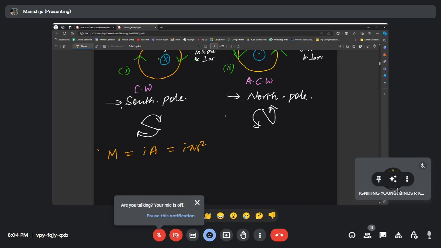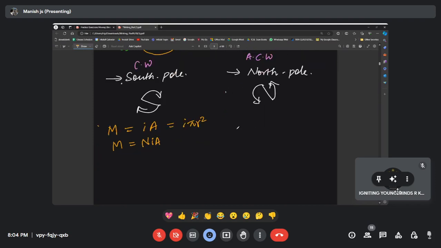Now, this loop is having only one turn, but not necessarily all the time does it have to be a single loop. If you have many turns, n number of turns, then this formula becomes N i into A. Then the magnetic moment becomes N i into A. Simple. Is it clear? So this is all about your magnetic moment.